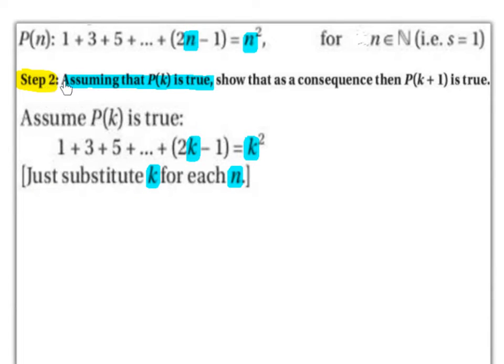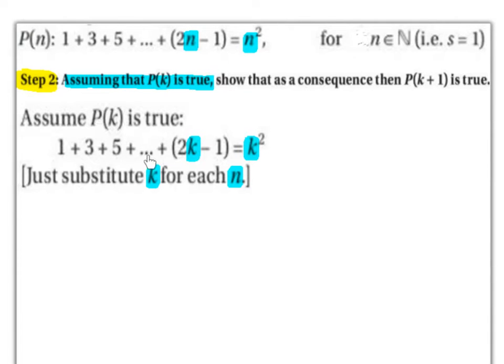Step 2. Assuming that P of k is true, show that, as a consequence, P of k plus 1 is true. So we assume P of k is true. So 1 plus 3 plus 5 plus ... 2k minus 1 is equal to k squared. So we've basically just written out what P of n was, but instead of n, we have k.